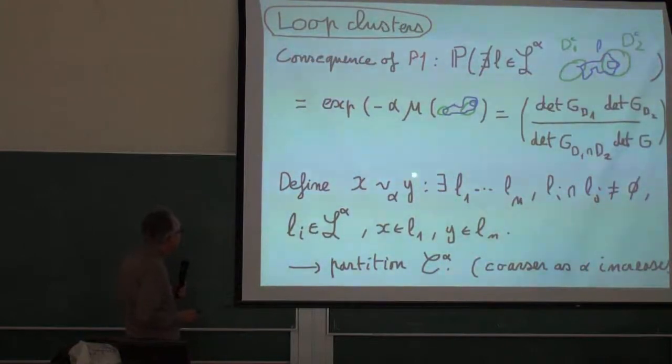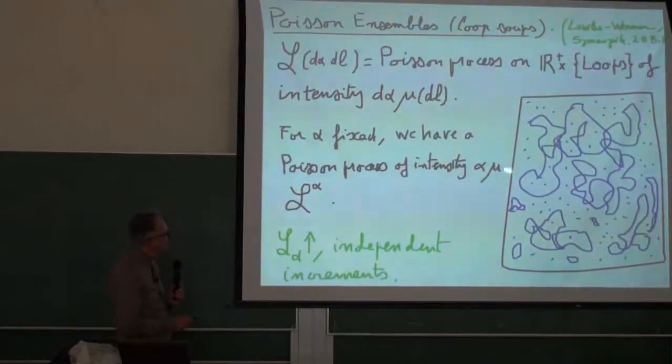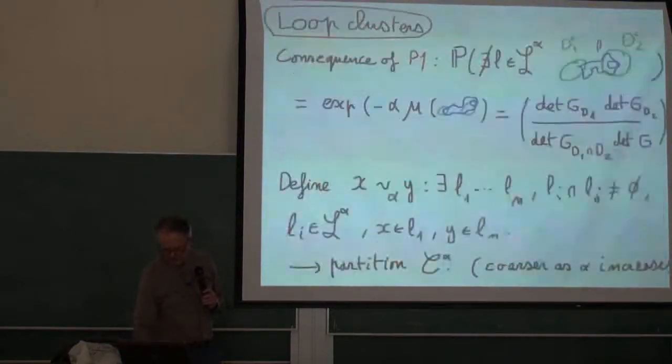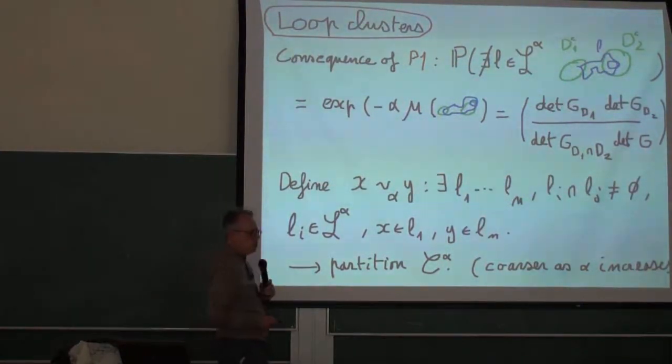So what is a cluster? You take two points and you say that they are alpha related if there is a chain of loops which connect them. So you see these loops, they overlap each other, and so they form clusters. Here you have one cluster, here is another one, here is another one. And you have also trivial ones which are just isolated points. My point is that these clusters actually have a simple distribution, and they are related to a lot of interesting processes.